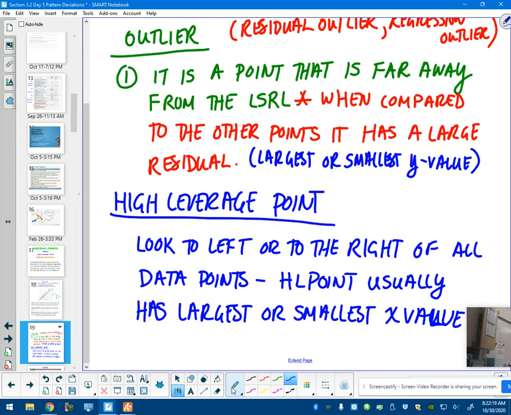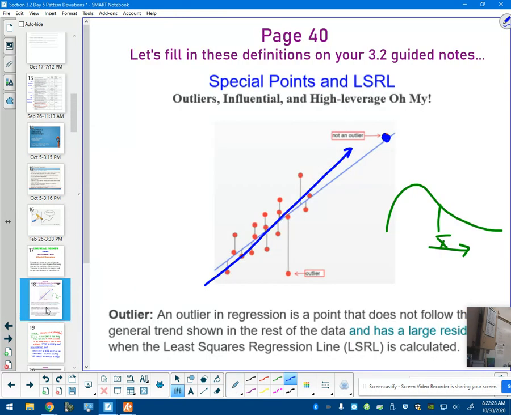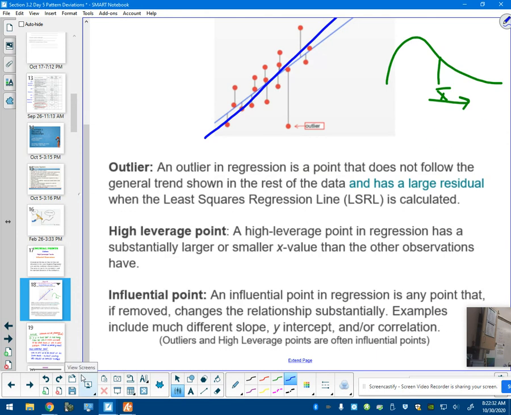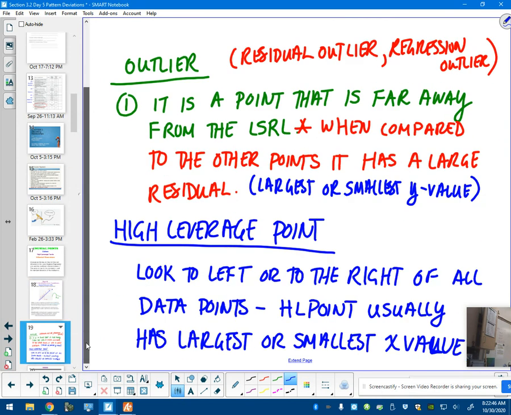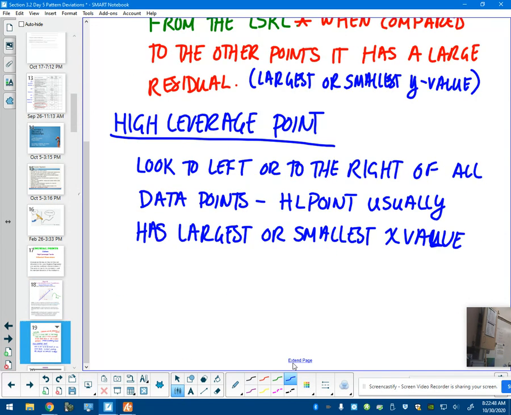So we'll see. Okay, so that's a high leverage point. You have to look left and right instead of up and down. And then finally, influential observations. To tell if something's an influential observation, basically you have to take it out of the data set, redo the stat test, LinReg t-test, and see if it changed a or b or r, s, and r squared. So a high leverage point, an influential observation.